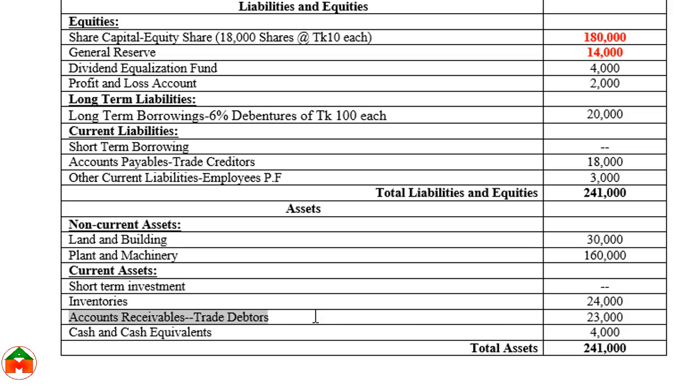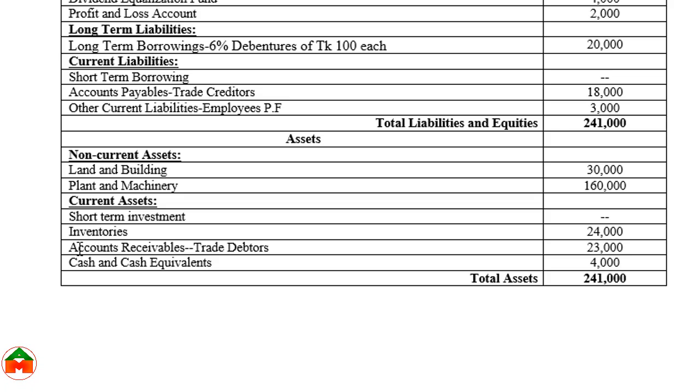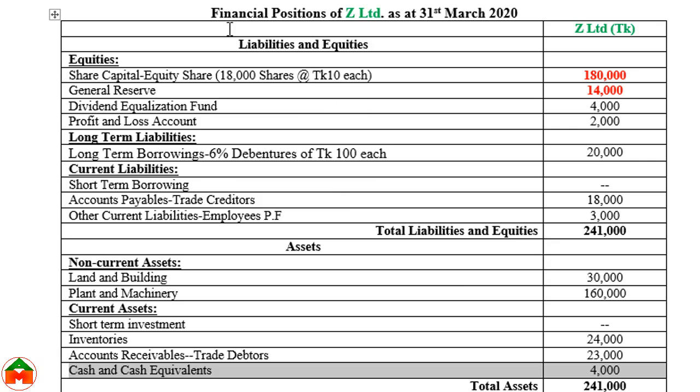And account receivable 23,000. From the question we can see account receivable 14,000 and 9,000. Total 23,000. And cash equivalent 3,000 and 1,000. Total 4,000. Here account receivable total 23,000, cash and cash equivalents 4,000. There is the combined financial position of Jet Limited.